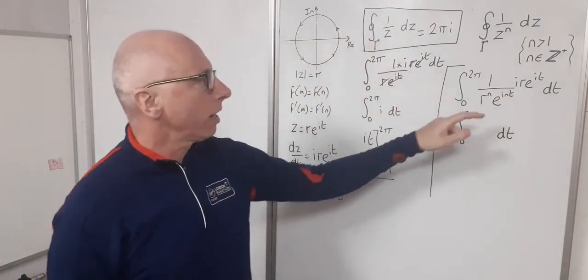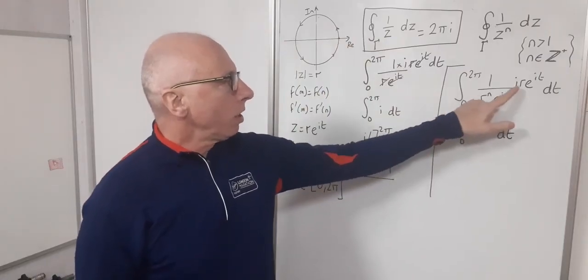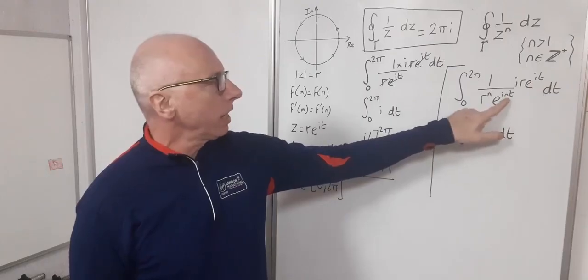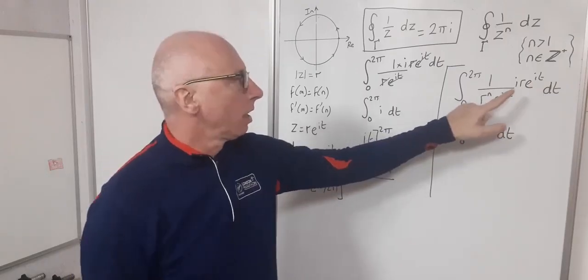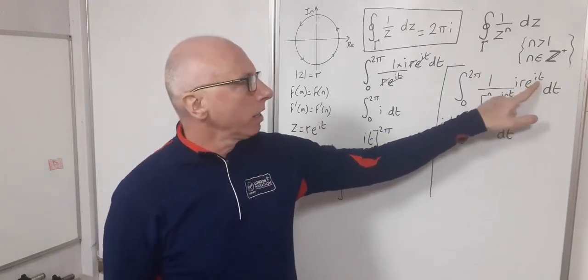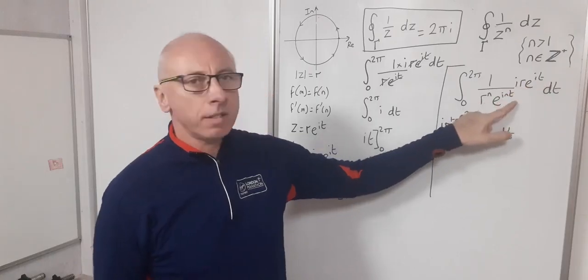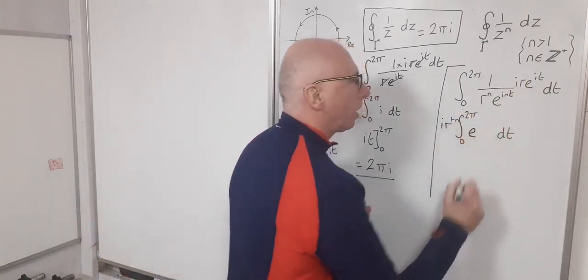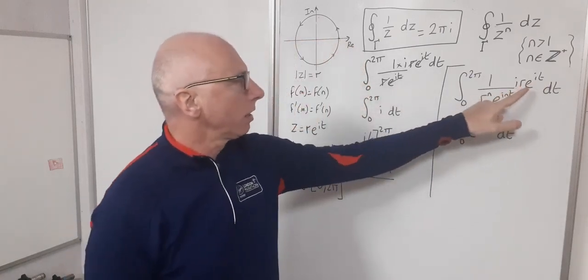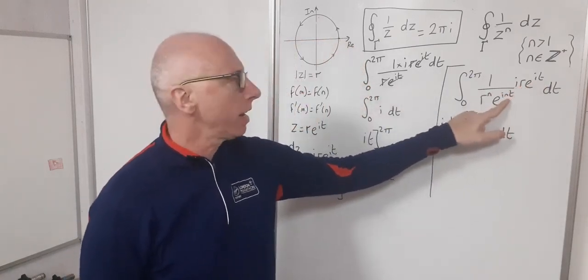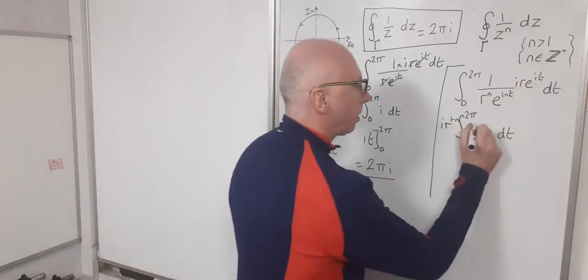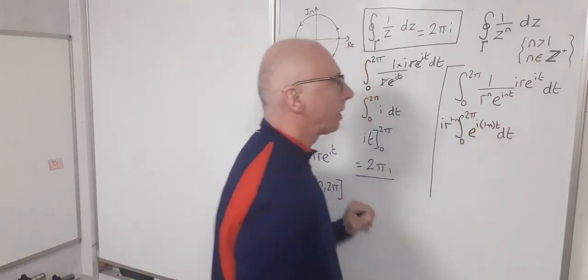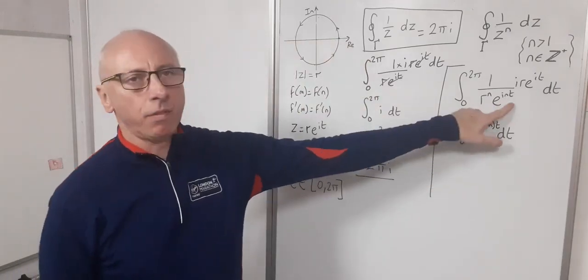So what have we got here? We've got e to the i t, and we've got e to the i n t. So then that will become e to the i t, so we've got 1 minus n and an i included. So e to the i(1 minus n), multiplied by t. So that would take care of all of that.